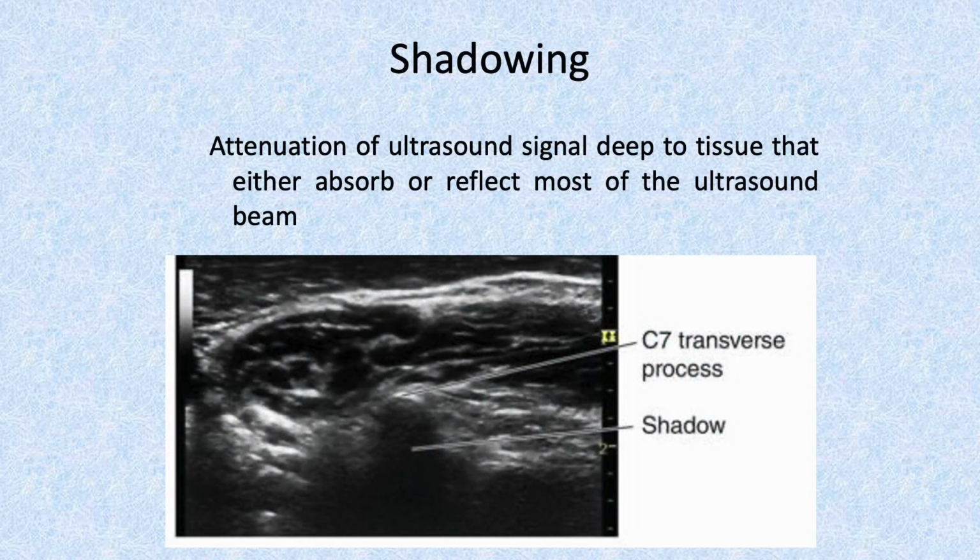Artifacts. Sometimes in ultrasound we have a lot of artifacts. One of them is the shadowing artifact. Especially when the ultrasound beam passes through a bony structure like a spine or a rib, then below it there's nothing. This is called the shadow artifact.